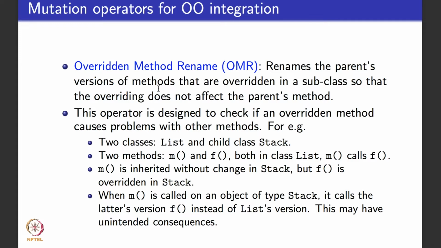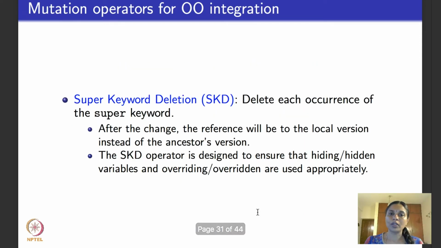So now when I rename one of them, what will happen? When M is called on an object of, let's say, type stack, it calls the stack's version of F instead of the list's version. This kind of problems I can detect by using this mutation operator. I hope this is clear. Moving on, the next mutation operator we are going to see relates to this keyword called super.